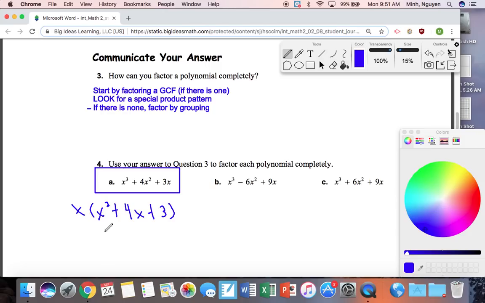So you would say x, 1 times 3 is 3. Things that add up to 4 but multiply to 3 are 1 and 3. So you could do that. So you say x squared plus x plus 3x plus 3. Or if it is your preference, which for some of you it is, or I would say many of you, you can use the box as well.